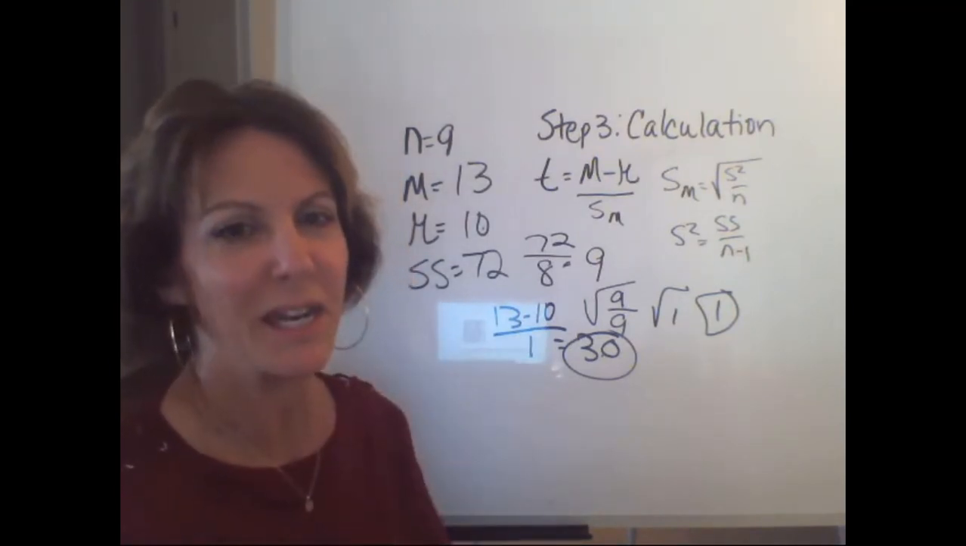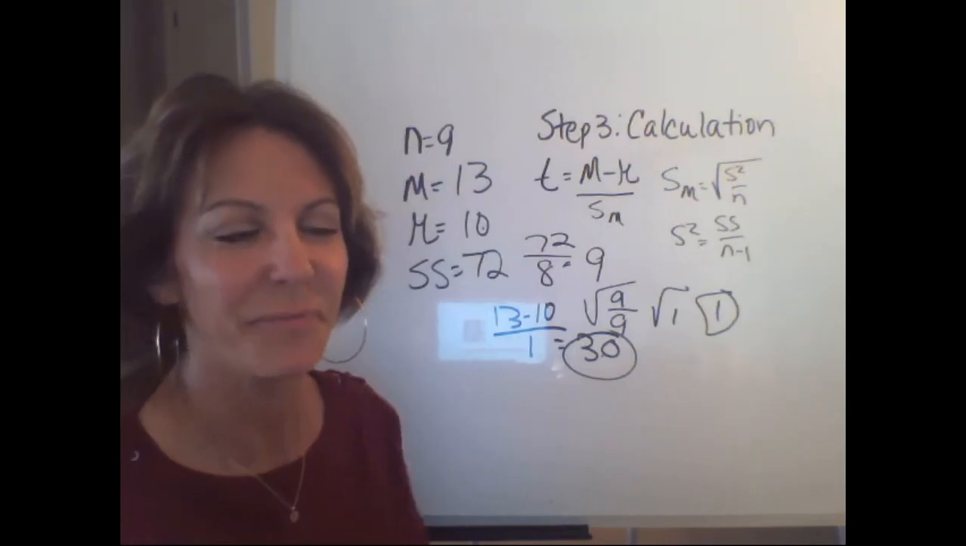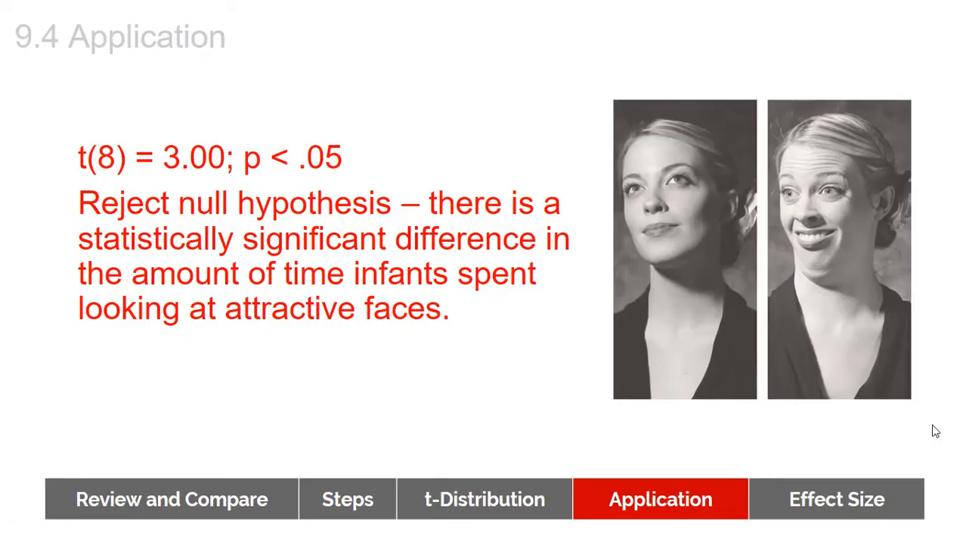Babies don't spend an equal time looking at both faces. So as you can see, we're going to reject the null hypothesis. There is a statistically significant difference in the amount of time infants spent looking at attractive faces. And again, note how this is written with t, with the 8 in parentheses for the degrees of freedom, equals our observed t, or our calculated t, of 3.00, and our p is less than 0.05. The probability is less than 5% that we would find our sample mean if the null hypothesis were true.